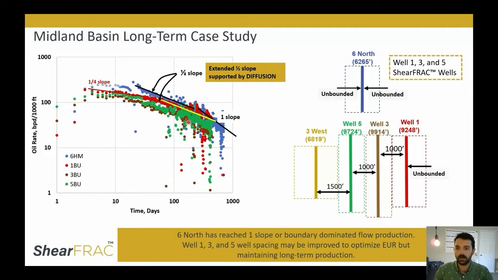This is a long-term data set. It's been over a year now. You can see this is a log plot, and so you can see the advantage of maximizing fracture surface area per volume of fluid pumped.